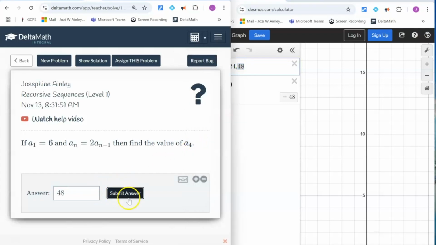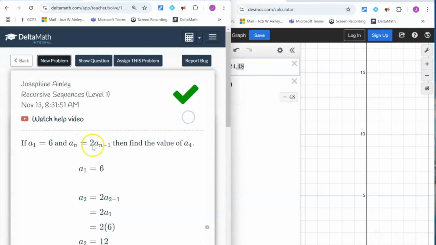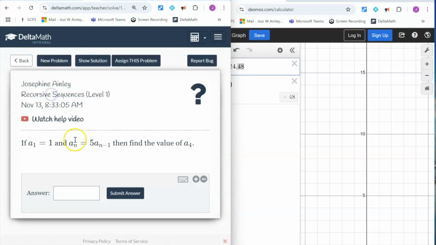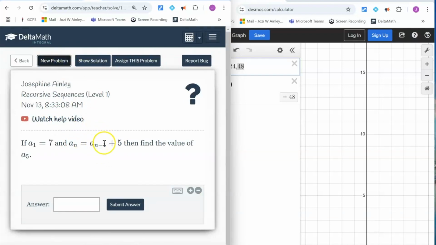48. So once again, big thing to remember about this, that a sub n minus 1 means the previous term. That's what you're looking for. All right, that's kind of similar. Let's just see if the question changes. Again, what does this mean? Take the previous term and then do what to it? Add 5. Okay, so you're going to start with 7, then add 5, and keep going.